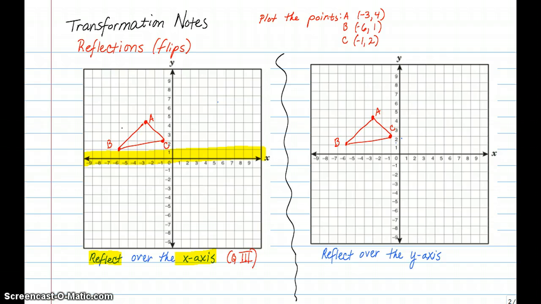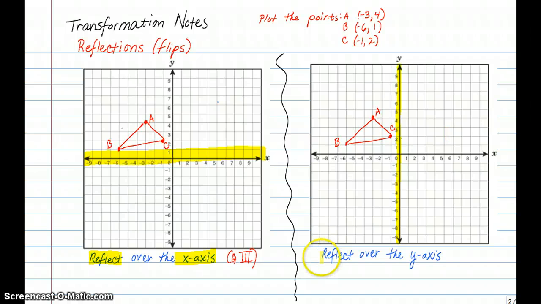Then we're going to, on the next one, reflect over the y-axis. So this will be the y-axis. Now if you're in quadrant 2, that means you're going to be reflecting or flipping this figure over into quadrant 1. Now this will be like a mirror image is what it'll look like. It's like when you look in the mirror and the letters on your shirt are reversed. This is what it's going to be.